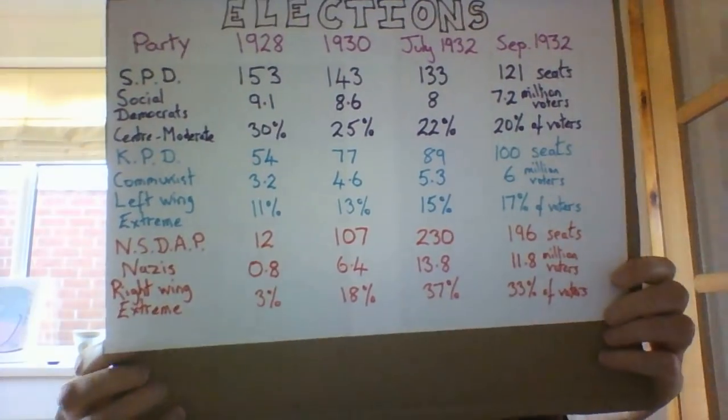So there we have the increased support. By 1932, the Nazi Party were the largest party. What's Hitler going to do next? 1932. Hitler's in charge of the biggest party in Germany. He needs his hands on power. Can he get it? Of course he can. How does he get it? I'll tell you in the next video.